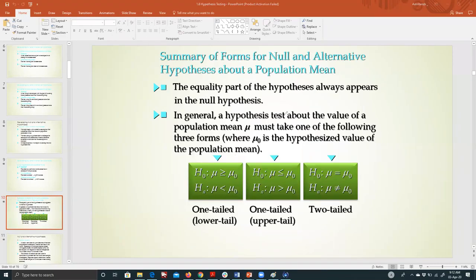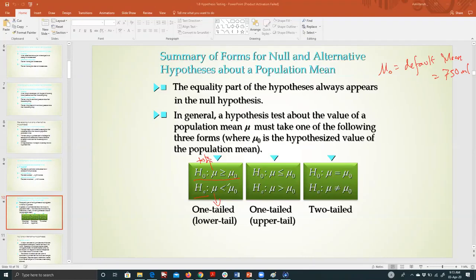Now, in general, a hypothesis test about a value of population mean mu must take one of the following three forms. H naught: mu is greater than or equal to mu naught. Mu naught is the default mean, which let's say has been accepted as correct, say 750 ml. It has been assumed to be correct. And you are saying no, actual mu is less than the mu naught that you are claiming.